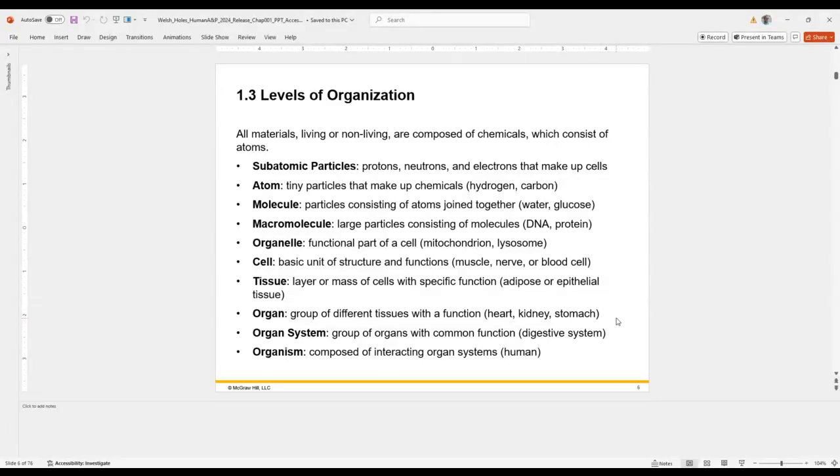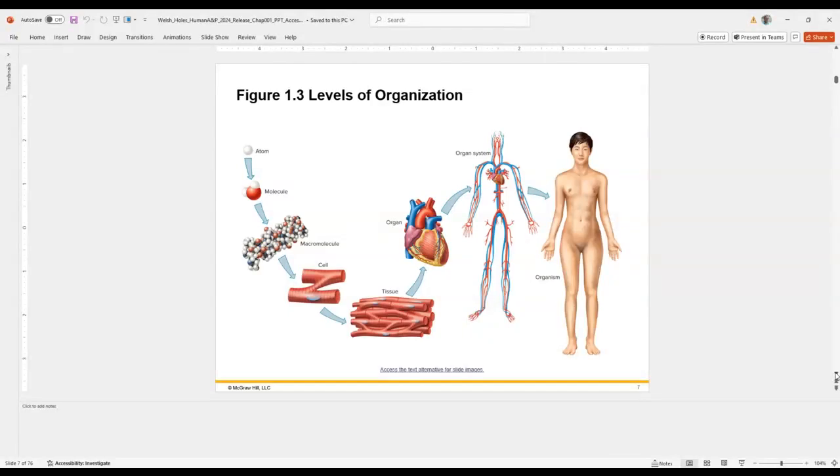Now, certain organs work together for some common functions, and then you get organ systems, like the digestive system. And you put all those organ systems together, and eventually you get the organism. And in this case, the human, which is what we're studying mostly. Okay, and this shows you those different levels pictorially.